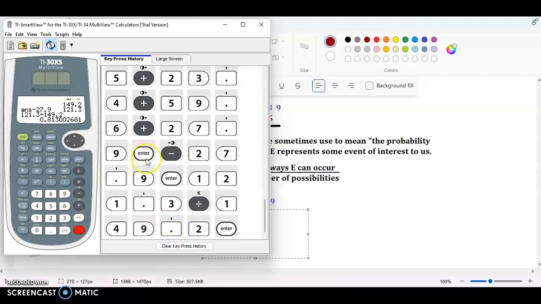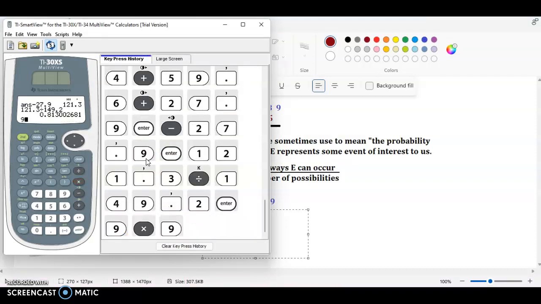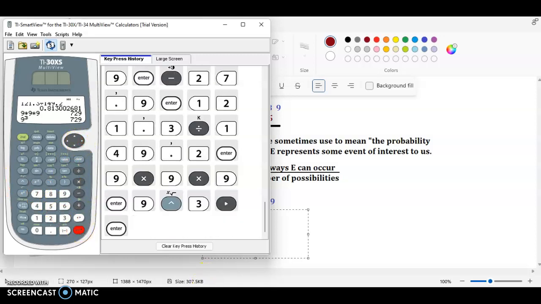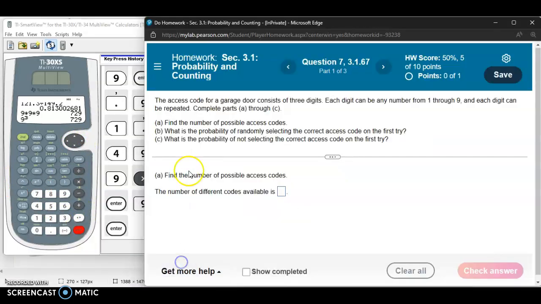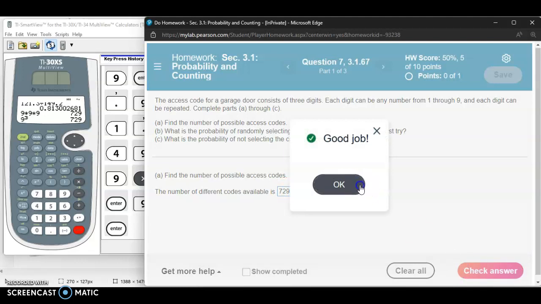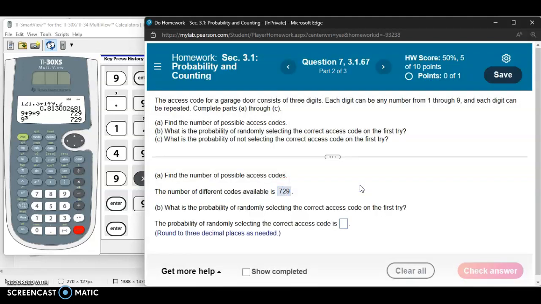And according to the fundamental counting principle, we multiply the number of possibilities for each number in the access code to get the total number of access codes. So that's 9 times 9 times 9, or you can do 9 to the 3rd power. So find the exponent button on your calculator, and we're going to get 729 access codes that are possible.